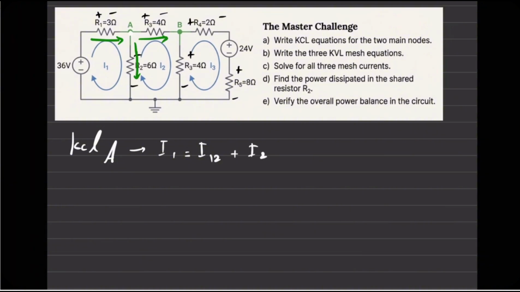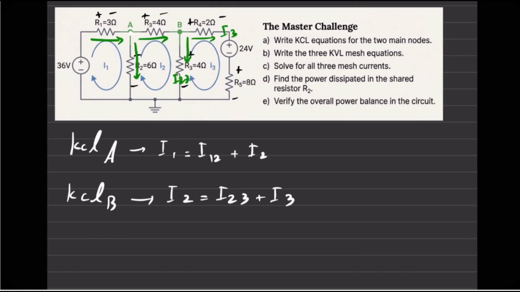Then I do have the second KCL at point B, KCL of B. What does it say? I have I2, this is the current that I don't know, I23, and this is the current that I know, I3. The second KCL says that I2 equals I23 plus I3. As simple as that. So that was the first one.